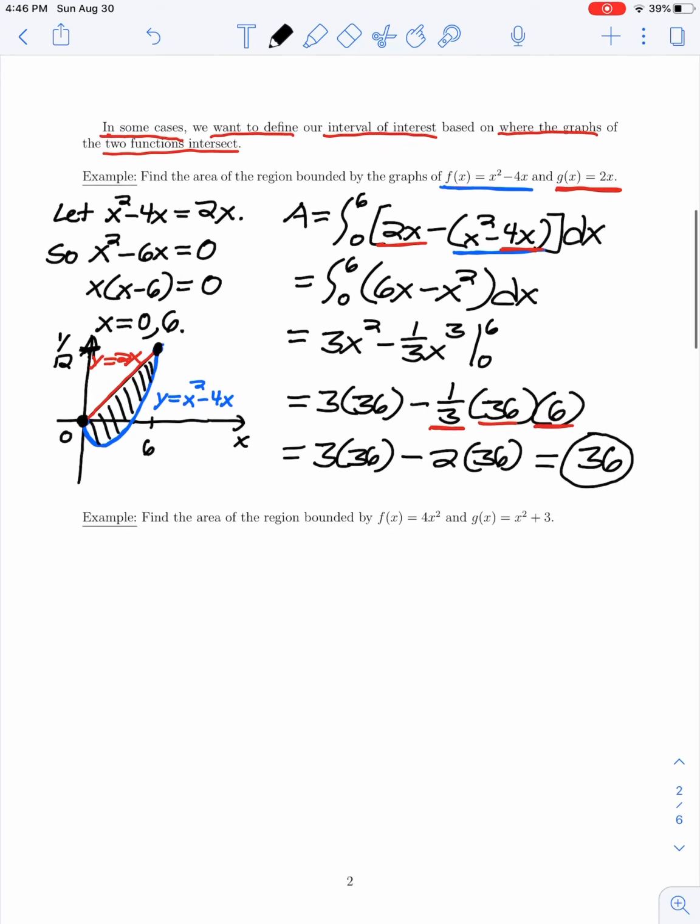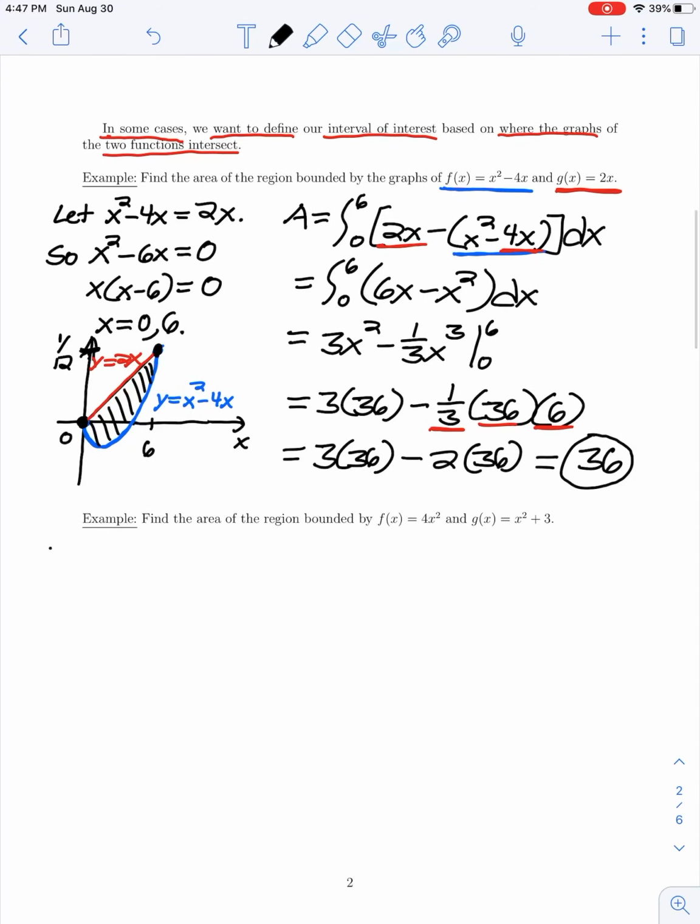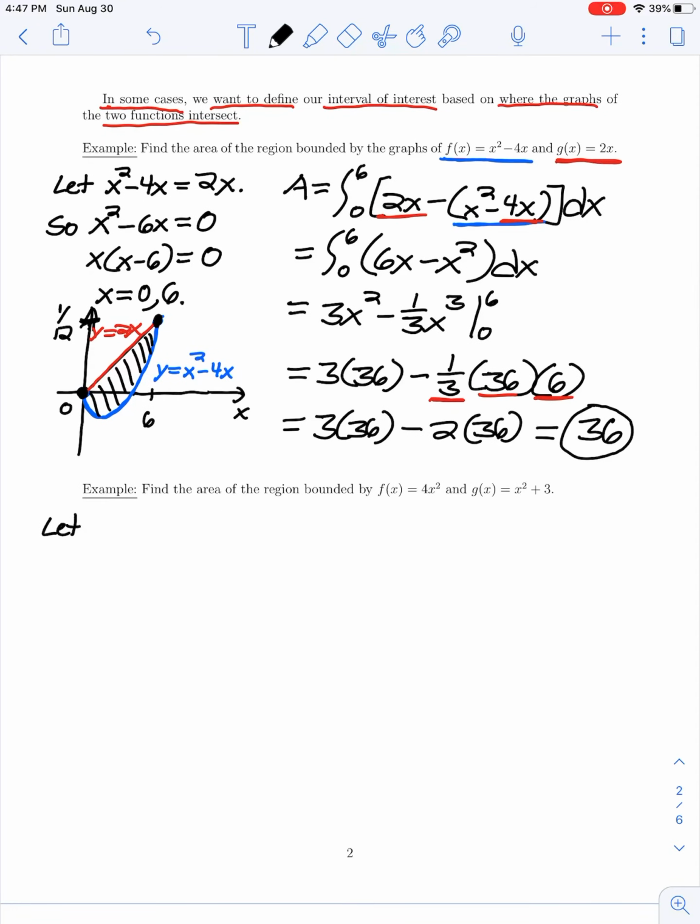So in the next example, we're asked for the area of the region bounded by 4x squared and x squared plus 3. So again, in order to determine the interval over which we're going to integrate, we need to find the points where these two curves intersect, which we can do by setting these functions equal to one another. So that is 4x squared will be equal to x squared plus 3.